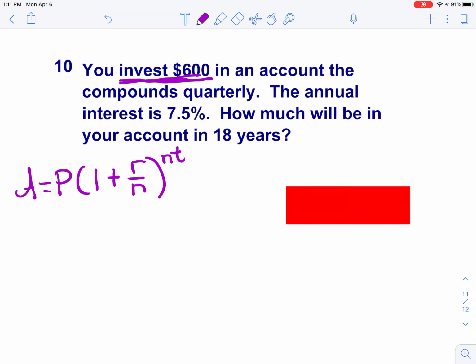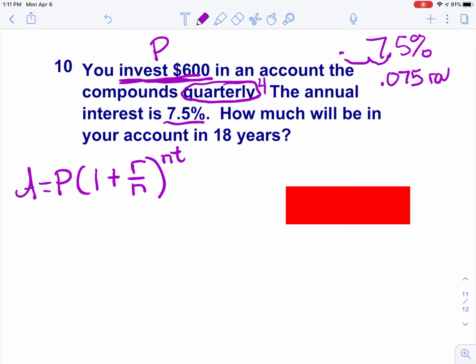You invested $600. That's going to be my P. Quarterly. What does quarterly stand for? 4. 4 quarters in a year. Interest rate, 7.5%. Move it 2 decimal places, and we get 0.075 for the rate, the R. And then our time is 18 years.